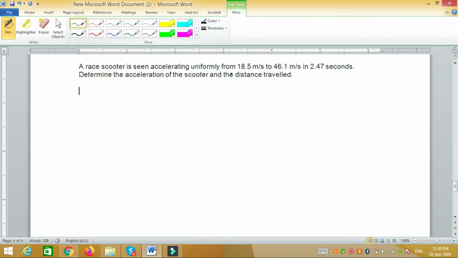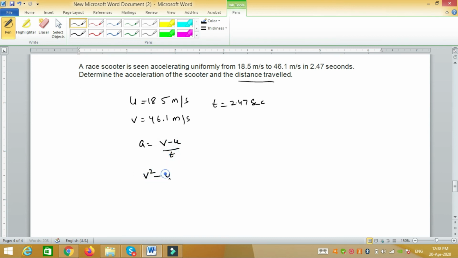Here the initial velocity is given to you, 18.5 meter per second, and the final velocity is 46.1 meter per second, in time 2.47 seconds, and determine the acceleration and distance traveled, very important. So acceleration is given by v minus u by t. It is very simple. And for distance, you can then use v square minus u square is equal to 2as. Whatever acceleration you got, you can put it here, and initial and final velocity is given to you. You can easily calculate s, that is distance. So it is also again very easy.